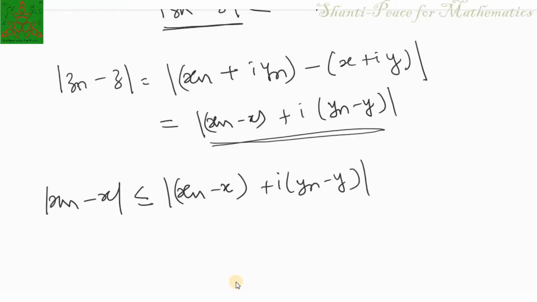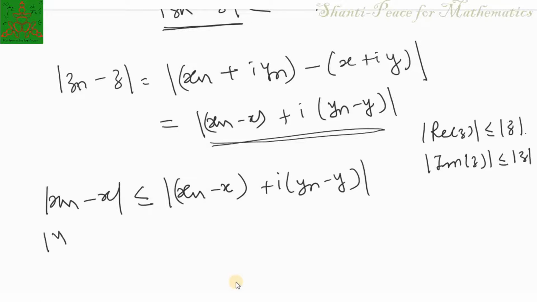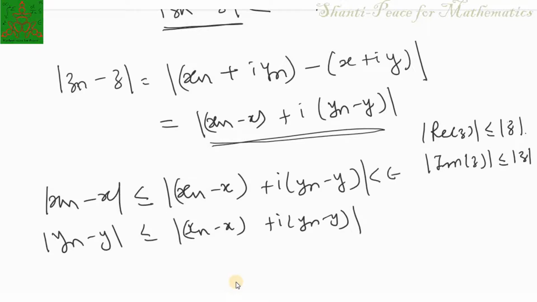Why can we write this? Because we know that the real part of z will always be less than or equal to the modulus of z, and similarly the imaginary part of z will be less than or equal to mod of z. So mod of yn minus y is less than or equal to mod of (xn minus x) plus i (yn minus y). Now this quantity is less than epsilon whenever n is greater than or equal to n0.